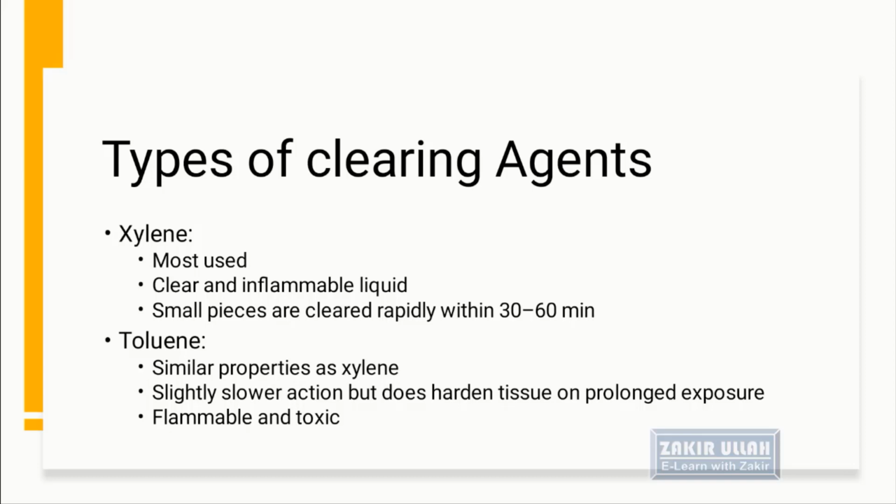It takes around 30 to 60 minutes to clear the alcohol from the tissue. Toluene has similar properties to xylene, but it has a slightly slower mode of action. One important property of toluene is that it does not harden the tissue when it is exposed for a very long time. Toluene is flammable and also a toxic agent. So these are the drawbacks of toluene.